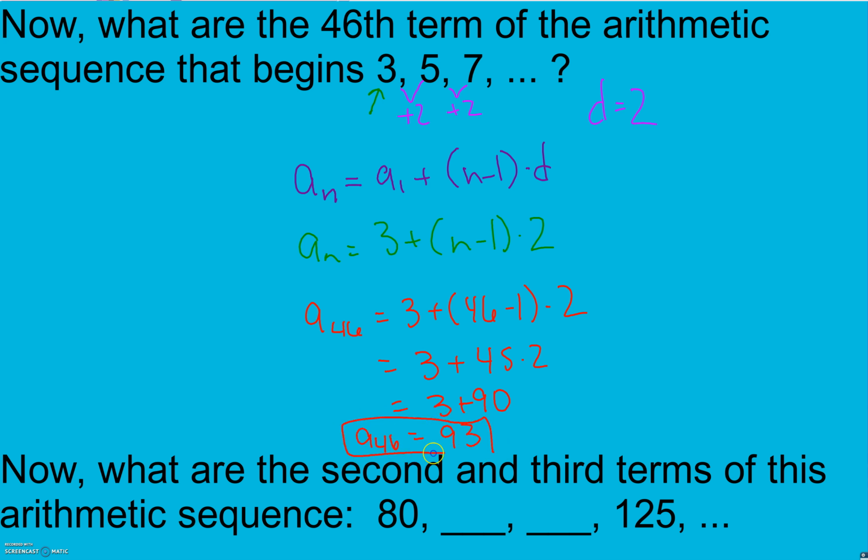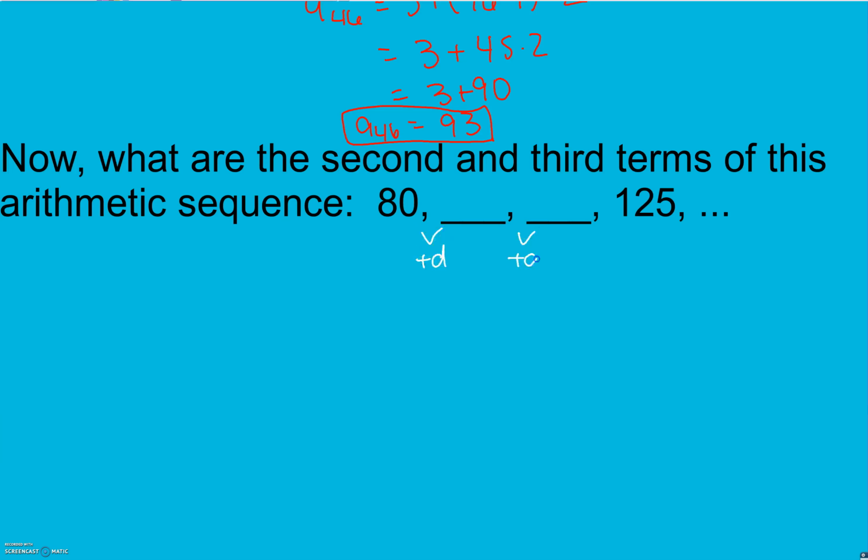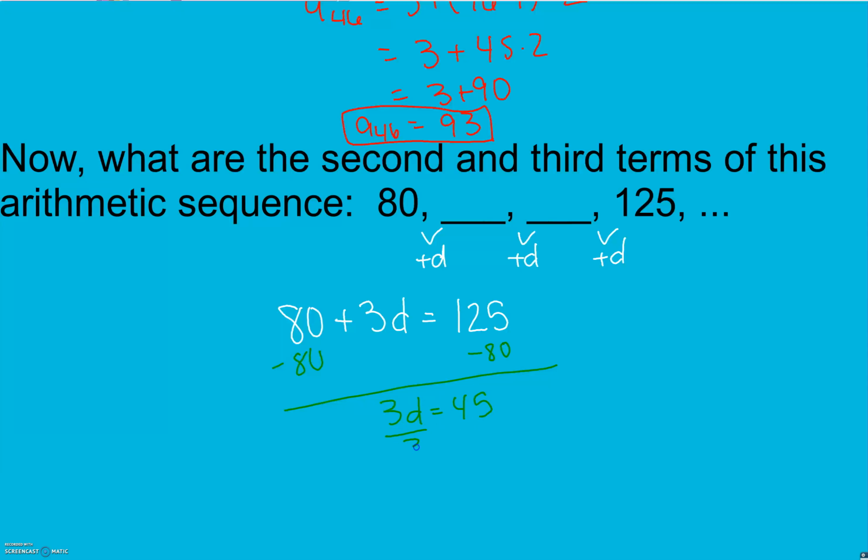I want to find the second and third terms of this sequence. So I'm going to add my common difference here 3 times. I'm going to start at 80, add 3 of my common differences, and end up at 125. So to solve for d, subtract 80, divide by 3. And I get my common difference to be 15.